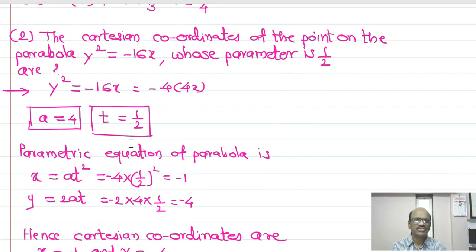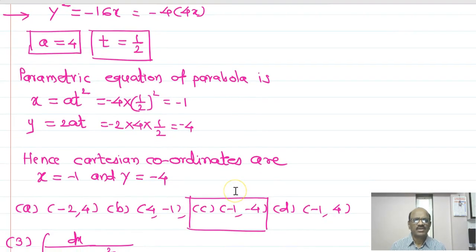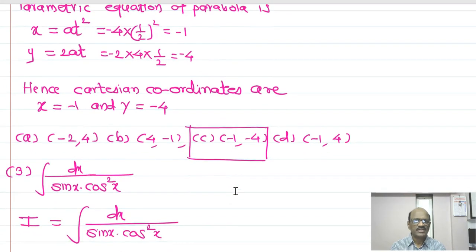In the parametric equations of the parabola, x is equal to at square and y is equal to 2at, we will substitute a is 4 and t is 1 upon 2. After the calculation you will get x as minus 1. And the second, y is equal to 2at, that is minus 2 into 4 into 1 upon 2, that is equal to minus 4. Hence the Cartesian coordinates on the parabola are x is equal to minus 1 and y is equal to minus 4.